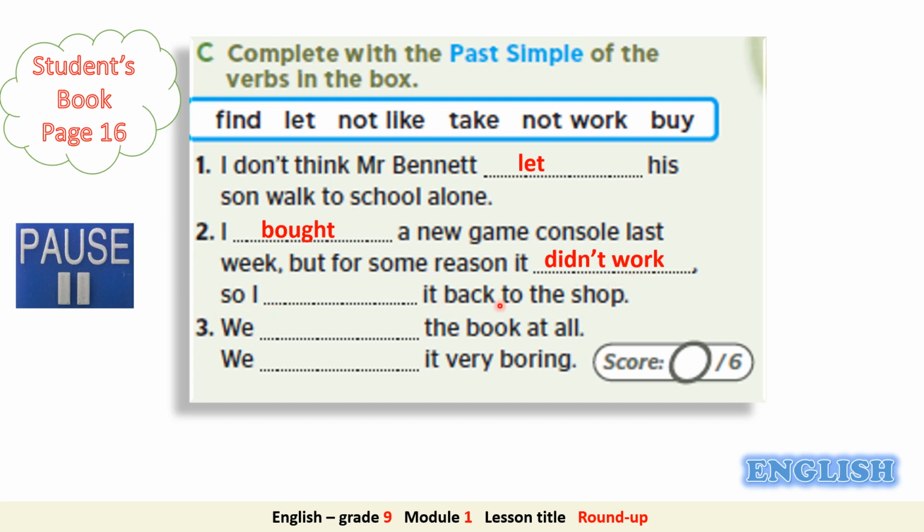"So I it back to the shop." What do you think? Excellent. So I took, the past form or the past simple of take. Now 3. "We the book at all. We it very boring." What do you think? Excellent. We didn't like the book. We. Very good. We found it boring. Thank you very much.